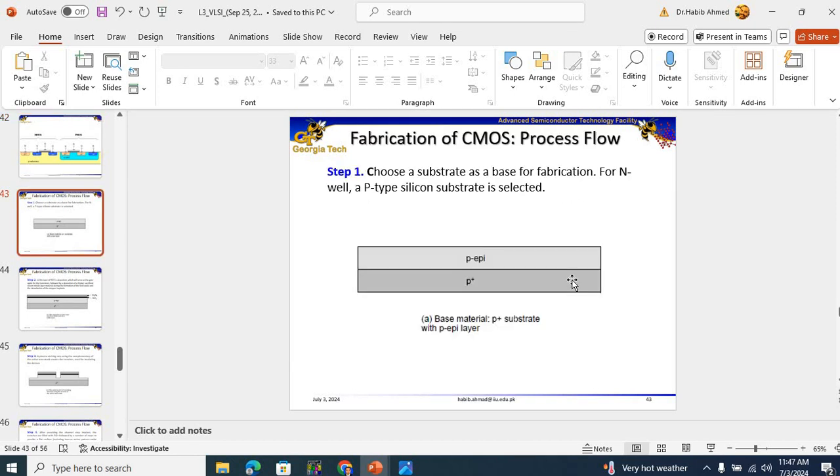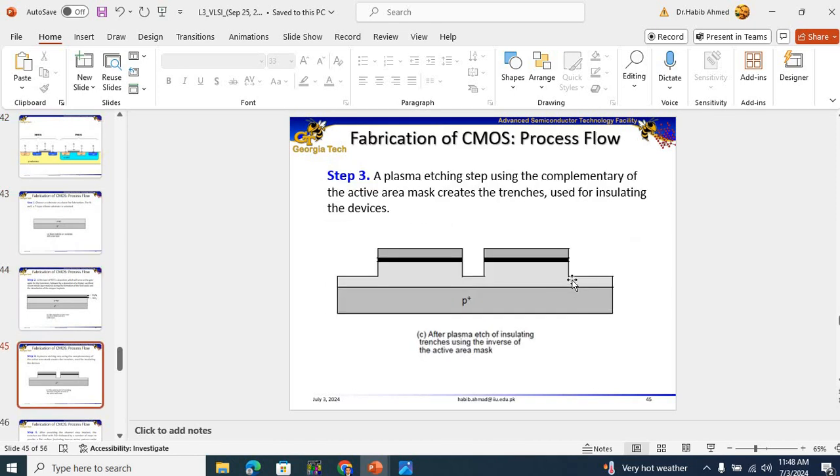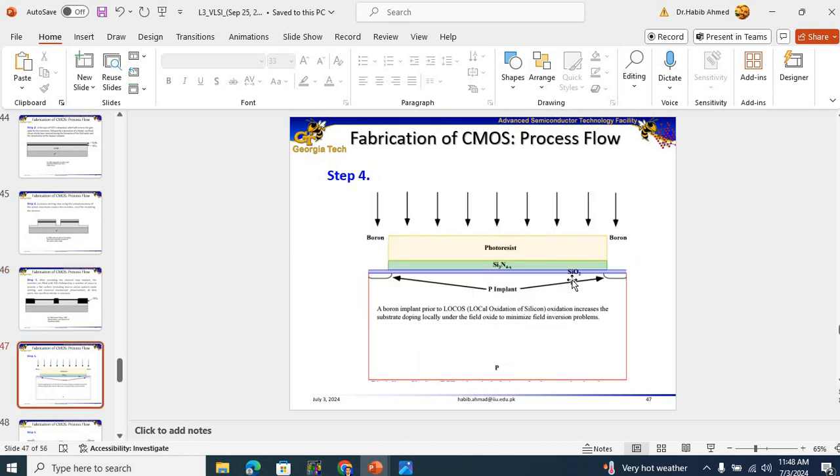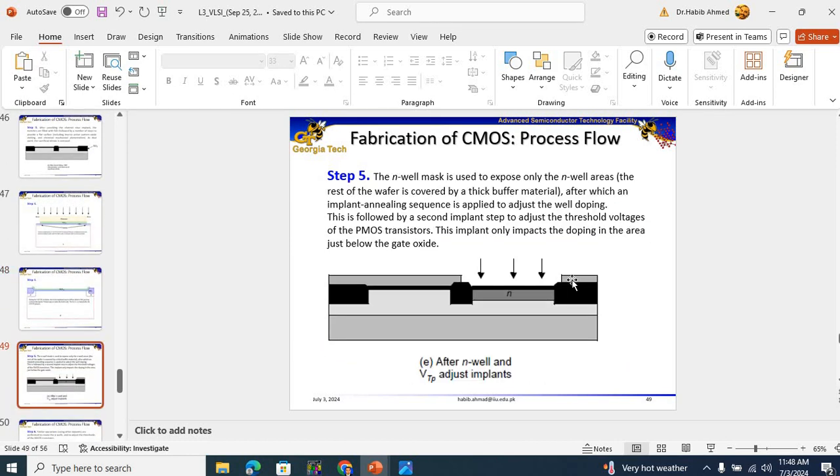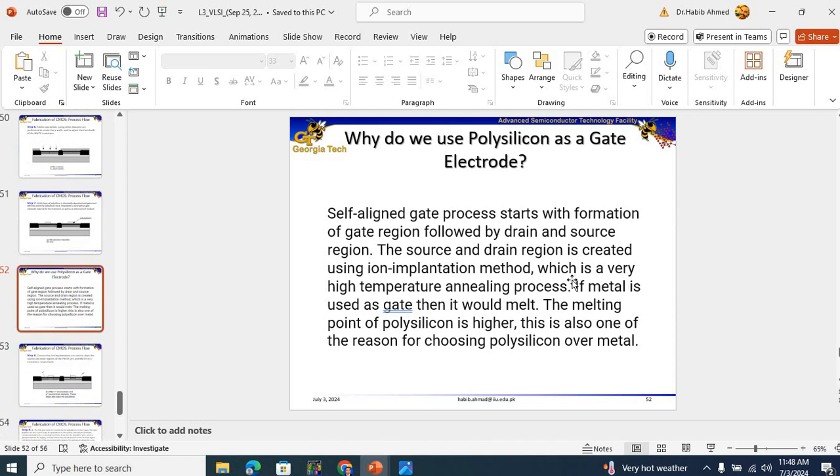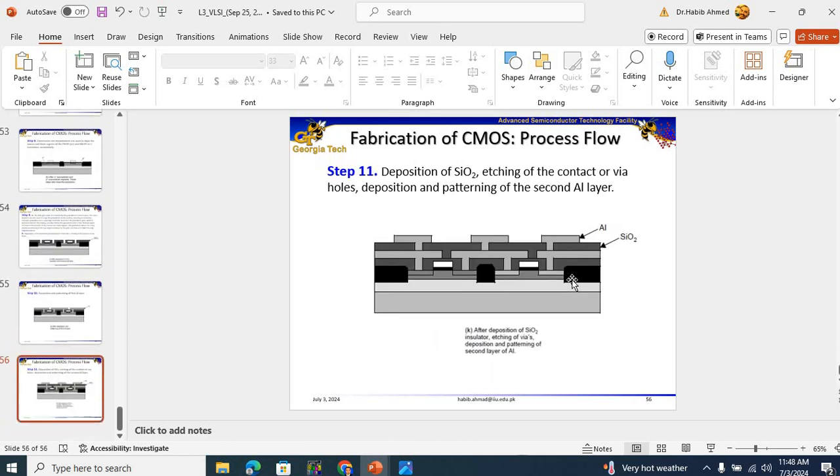And then there are a lot of fabrication steps involved in the manufacturing of this complementary metal oxide semiconductor. I'm not going to go into the details of that. We will leave it for another time, for another lecture.